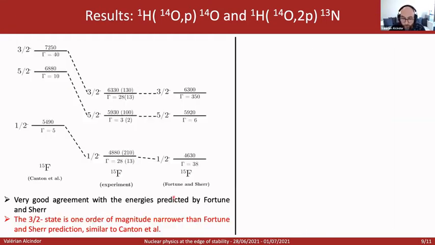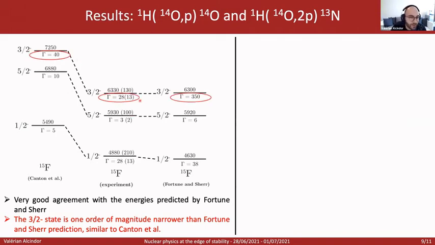Now, if we go back and compare our results to the predictions that I've shown before from Canton and collaborators and from Fortune and Sherr, what you see first is that we have an almost perfect agreement with the energy calculated by Fortune and Sherr, while the results are much more different from the result of Canton and collaborators.